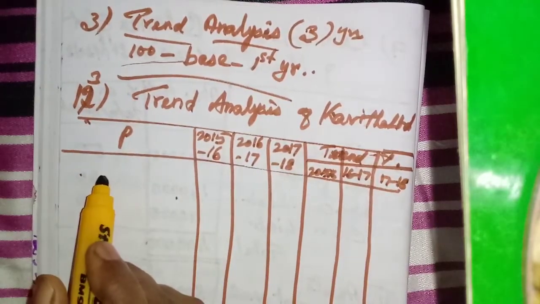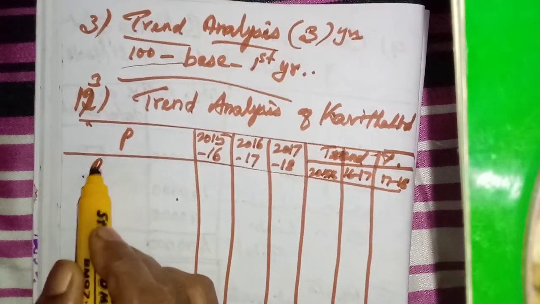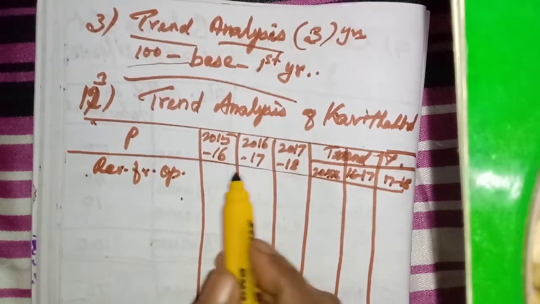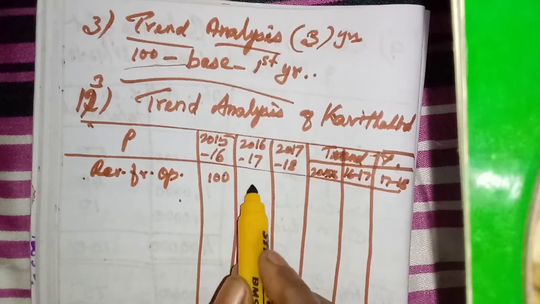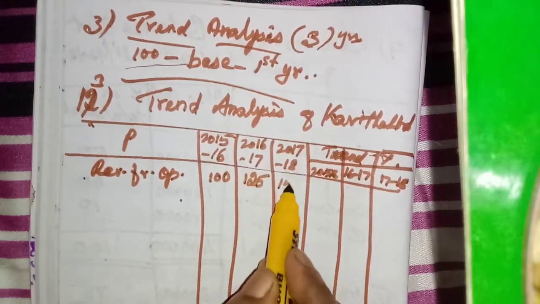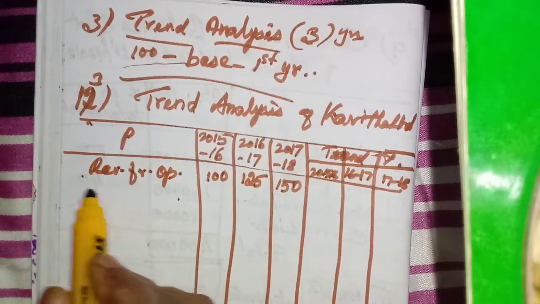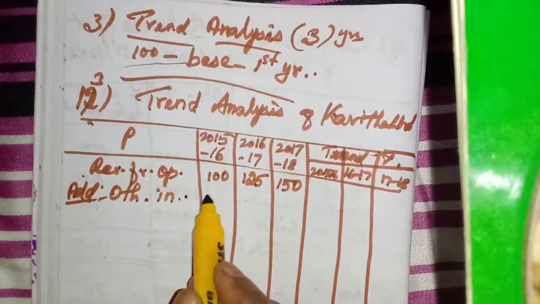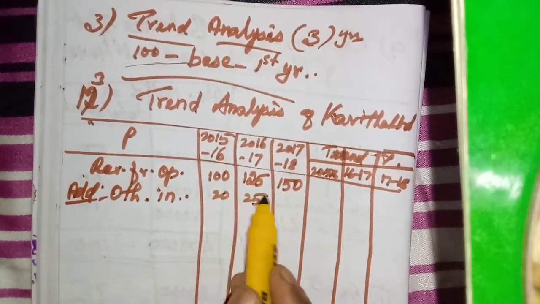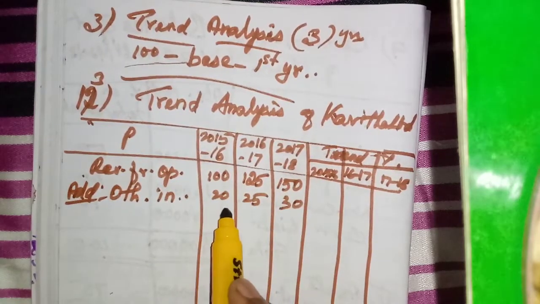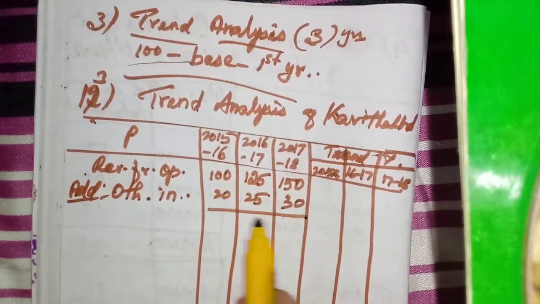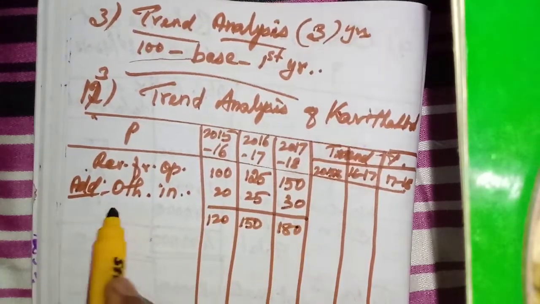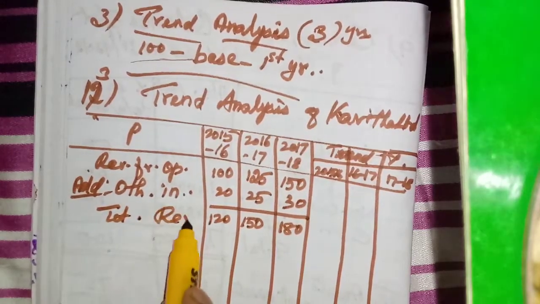So first what is given we have to write. What is there? Revenue from operation: 100, 125, 150. Then add other income. Other income 20, 25, 30. We will add and write: 120, 150, 180. What is this? Total revenue.